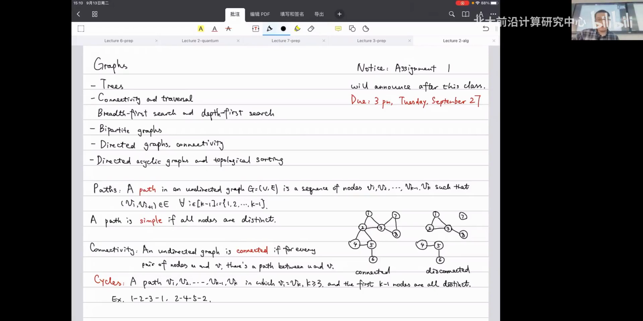So last time we basically introduced the course and some basic knowledge of algorithm design. The main focus today is that I'm going to introduce graphs.